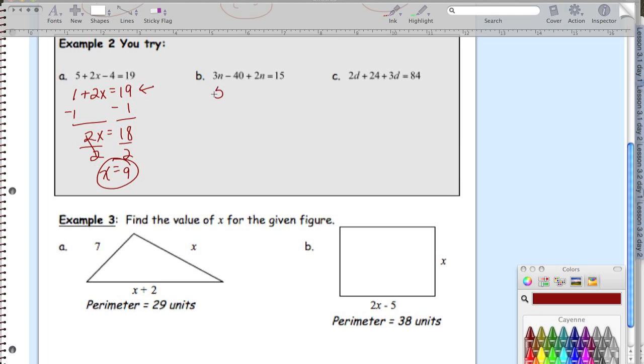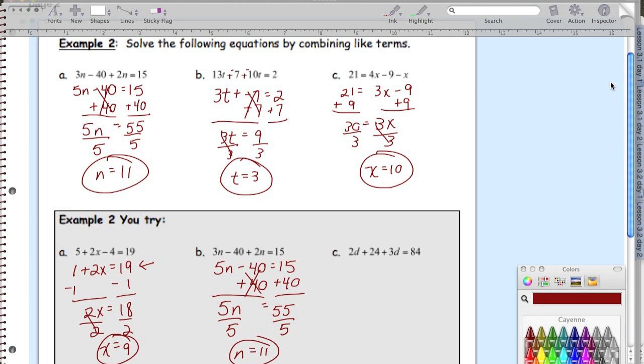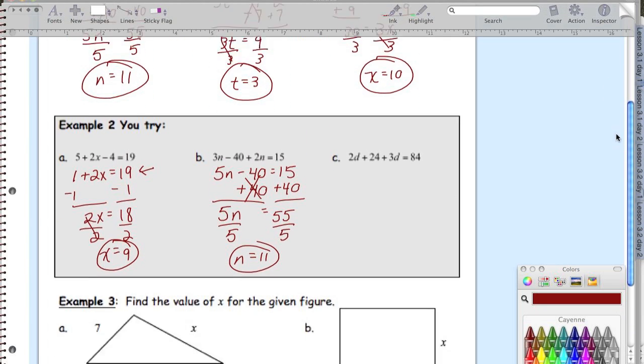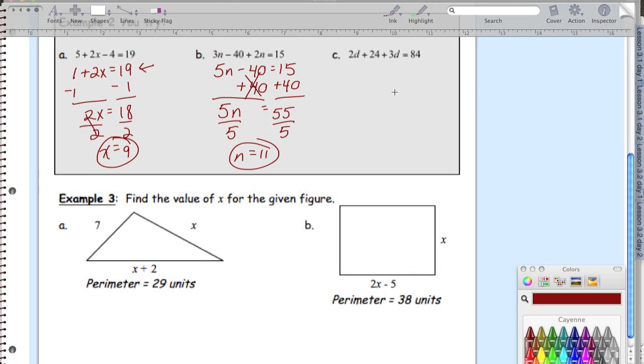3n and 2n can. I get 5n minus 40, and I believe we actually did something very similar to this one up above. I'm going to add my 40 because that was a minus 40. So 5n comes down, and on the right side I have 55. 5 is being multiplied by n, so I do the inverse and divide. n equals 11. And just for good measure, it looks like that's the same problem. So hopefully you got the right answer both times.